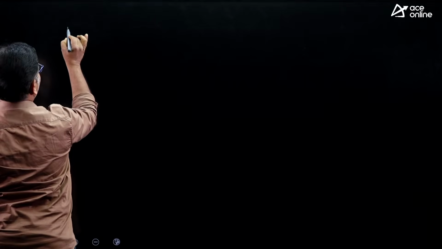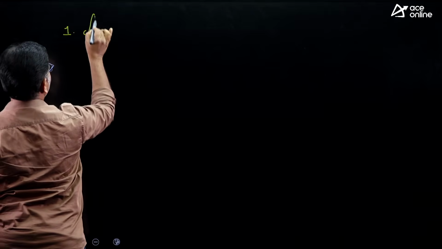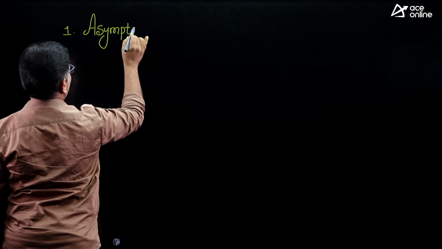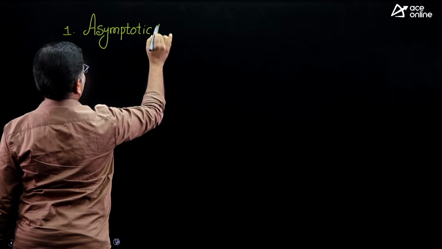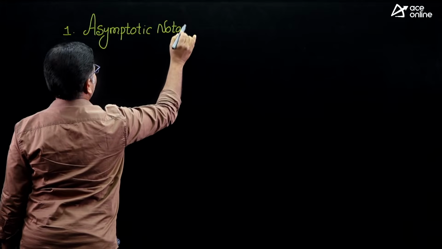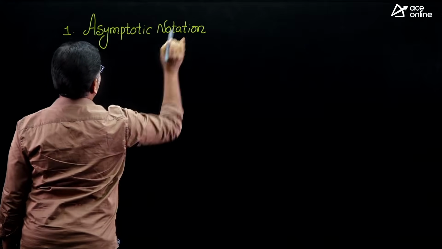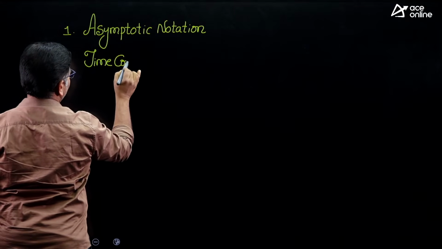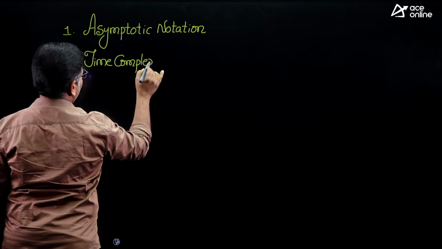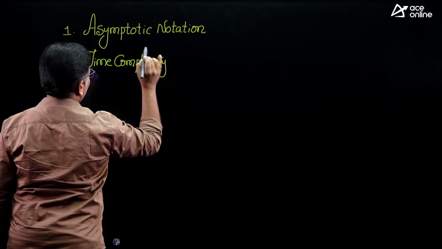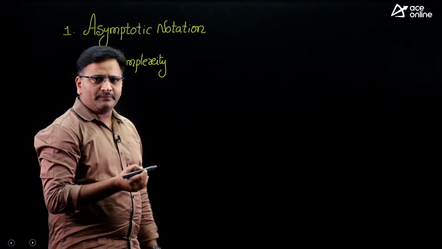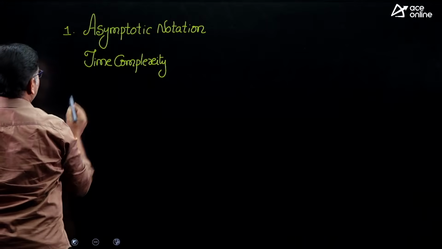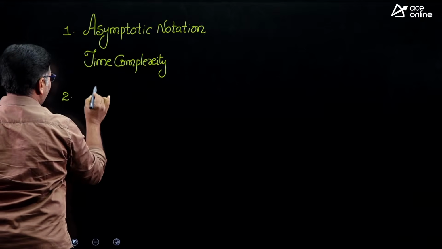So generally in the algorithm subject, the first section goes to asymptotic notations and time complexities. Asymptotic notations and the second part is called time complexities. We can expect minimum 1 mark and maximum 2 marks from this topic, friends. Okay, so it is the first part of the algorithm subject. Okay, and the second part goes to divide and conquer.